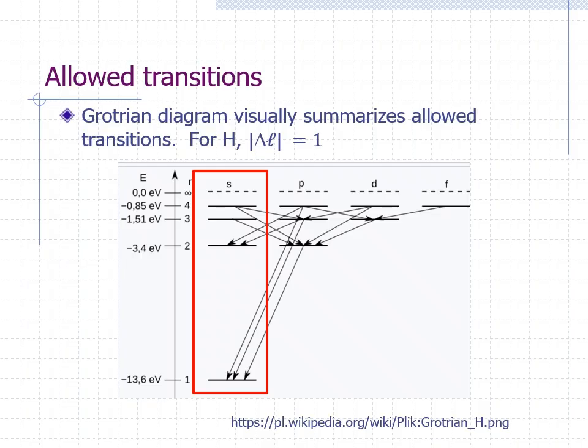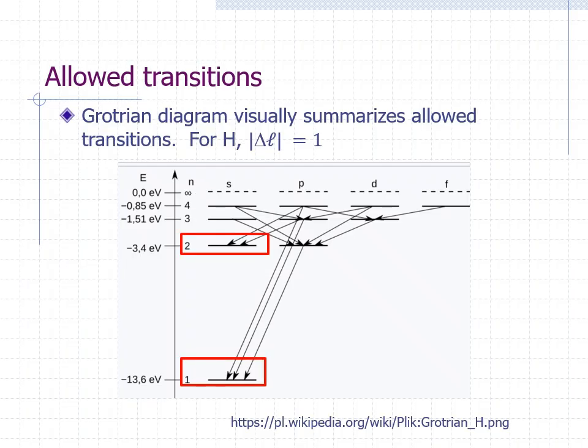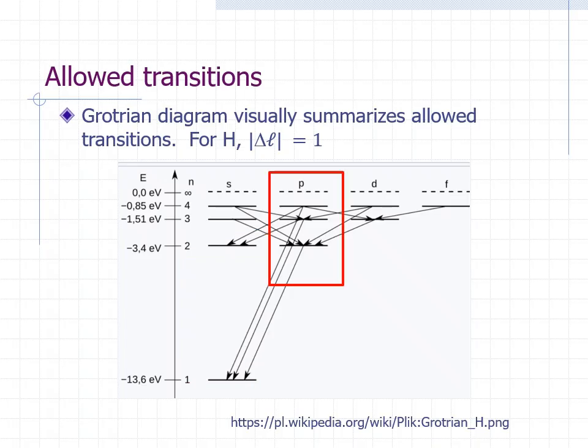The change in quantum number l for a transition between any pair of s orbitals is 0. Transitions between any pair of s orbitals are forbidden. For example, the transition from a 2s orbital to a 1s orbital is forbidden. Likewise, there are no arrows between any pair of p orbitals or any pair of d orbitals. We also do not see any arrows between a pair of s and d orbitals.